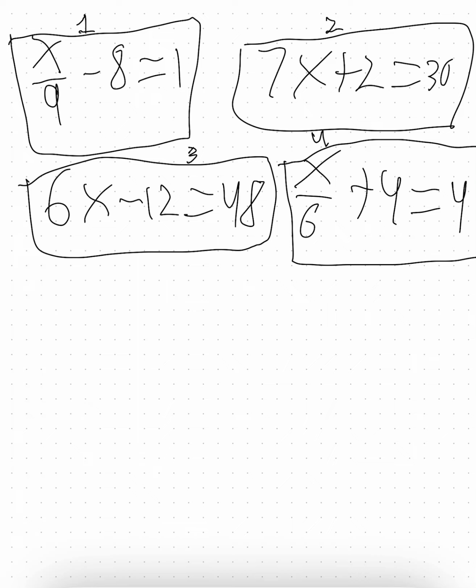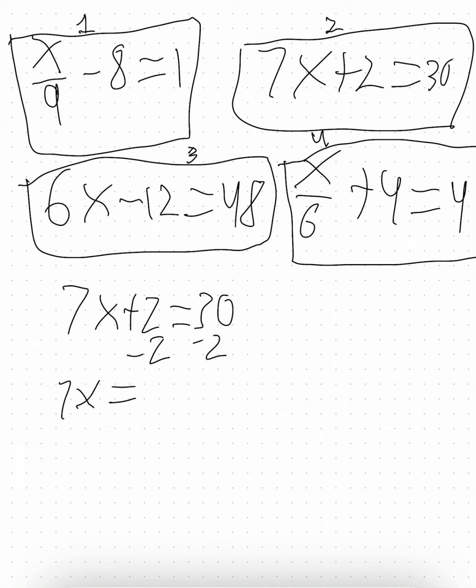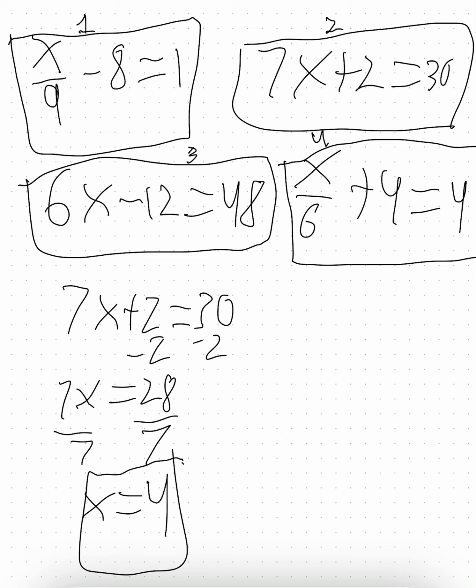Now let's do the next one. Let's do 7x plus 2 is equal to 30. Let's get rid of that 2 by subtracting both sides of the equation by 2. 30 minus 2 is 28. Now what is 28 divided by 7? How many 7s does it take to get to 28? That would be 4. X is equal to 4.